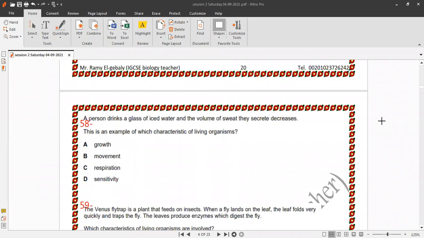A person drinks a glass of iced water and the volume of sweat they secrete decreases. This is an example of which characteristic of living organisms? I think sensitivity. Growth? No growth here. Movement? Where is the movement? Respiration? Where is the energy? So the correct answer is sensitivity.